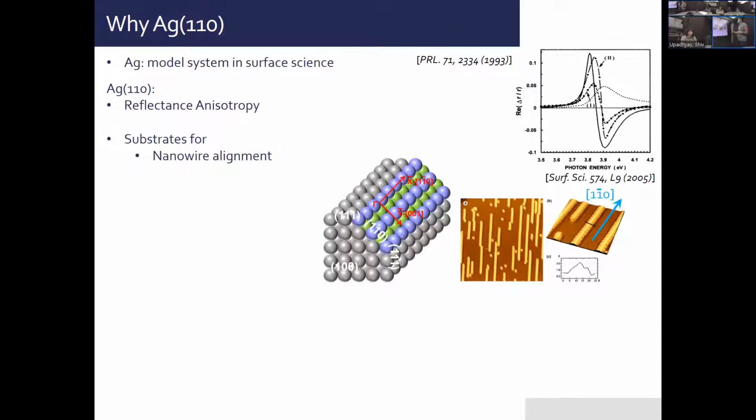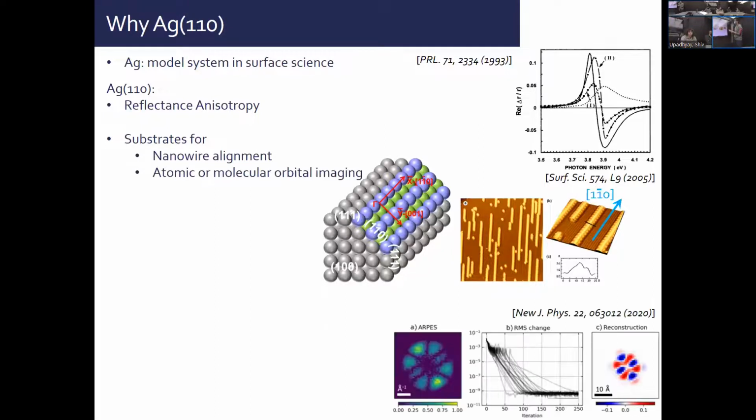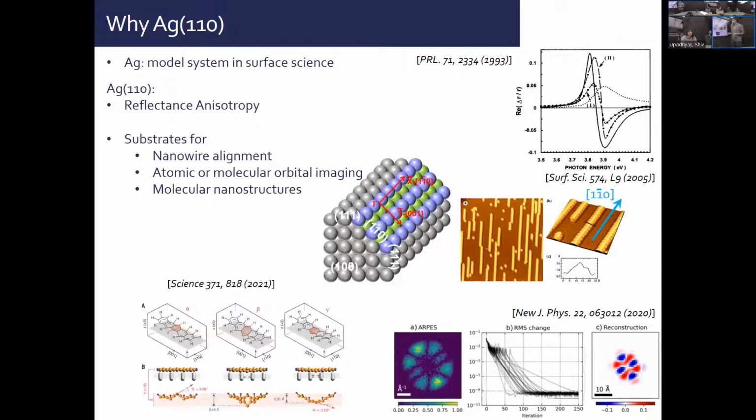For example, the silicon nanowire can grow in a specific direction along the silver 110 surface. If we deposit atoms or molecules on the surface, we can also use the orbital imaging technique to image the wave function of the atomic or molecular orbital. They can also grow molecular nanostructures on it. It can also be used in photocatalysis experiments.